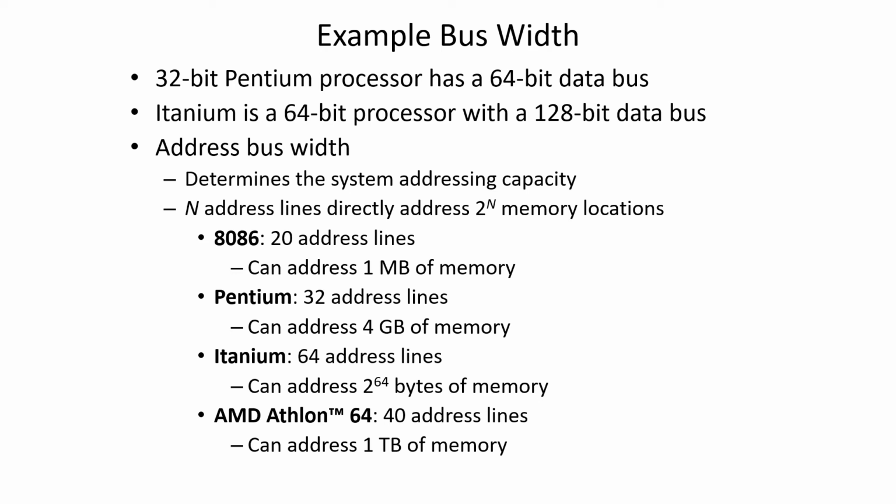Different computers have different width buses. The 32-bit Pentium processor had a 64-bit data bus. The Itanium, which is a 64-bit processor, has a 128-bit bus. The old 8086, which made the first IBM PC, had only 20 address lines, and so it could only address up to 1 megabyte. And in fact, the max amount of RAM you could have in the machine was 640K because the other portion of the memory was used for other devices.